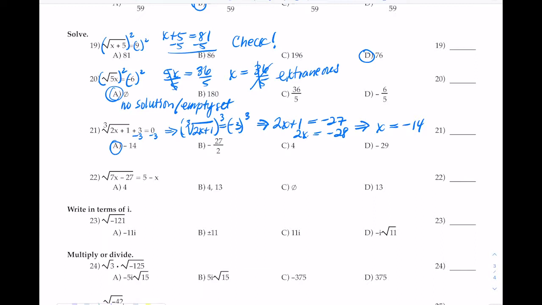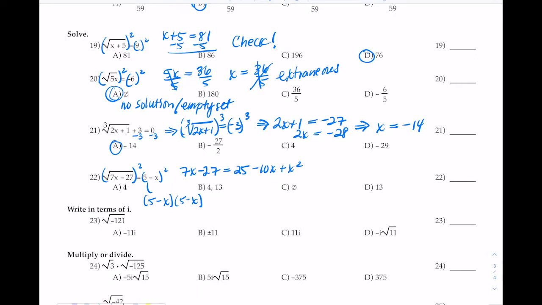In 22, I have the radical isolated. So again, I'm going to square both sides. And this time I'm left with 7x minus 27. But here, remember, you're going to have to FOIL. So keep in mind, this really means 5 minus x times 5 minus x. Please don't fall for the trap and do 5 squared minus x squared. That is wrong. When you FOIL that, you're going to get the following.